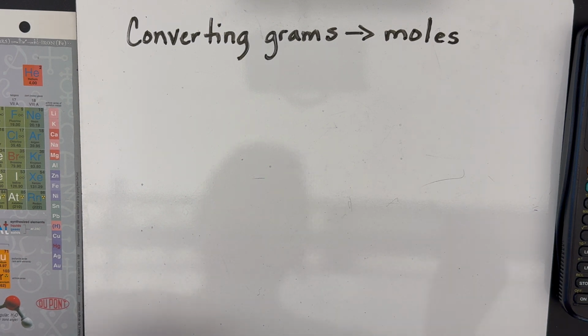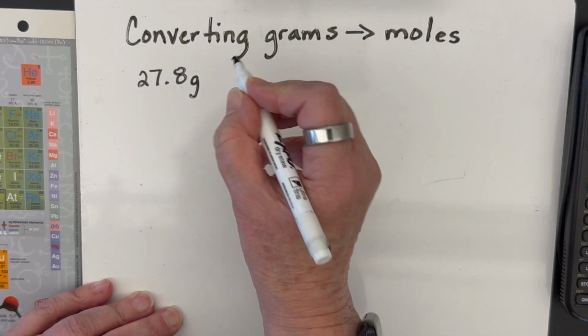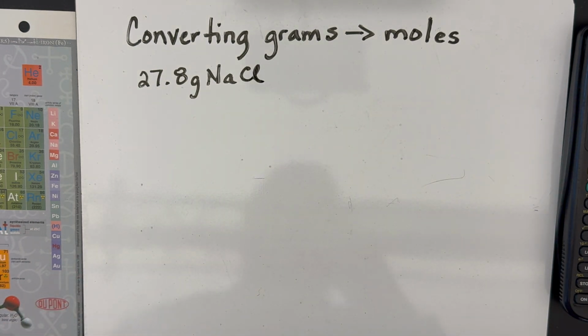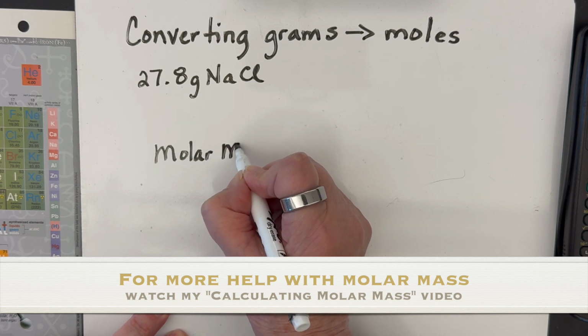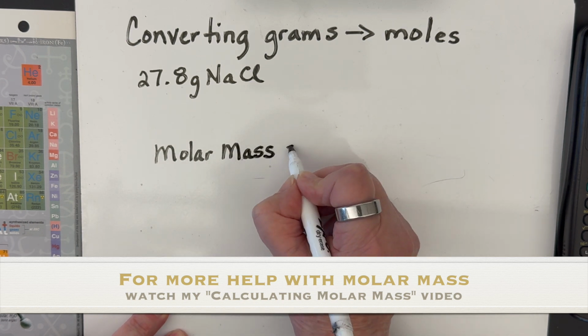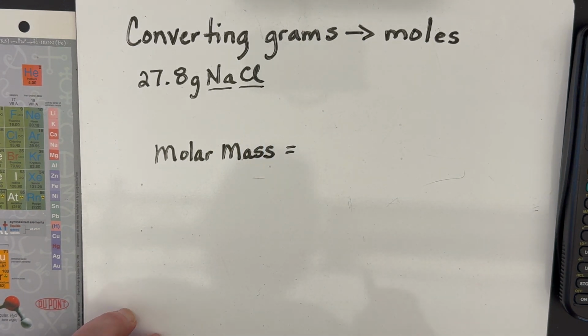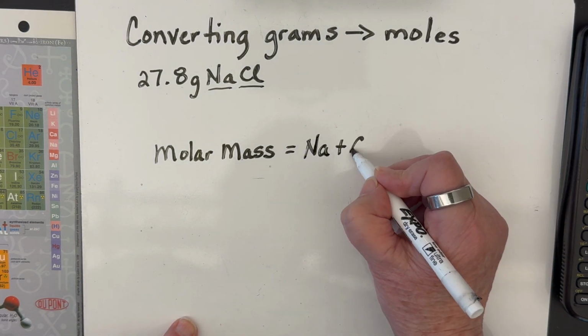So let's say that we have 27.8 grams of NaCl, table salt. And we want to convert this into moles. The first thing we need is the molar mass. That's the grams per mole. And so the molar mass is found just by adding together the atoms in the formula. So we have Na, one of them, and one Cl. So we're going to do the mass of Na plus the mass of Cl.